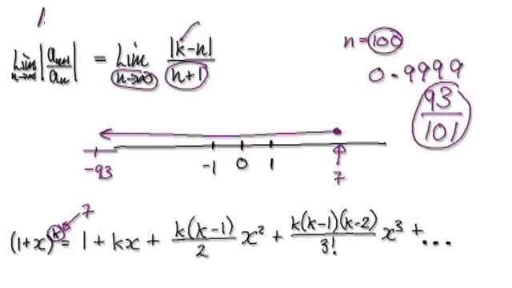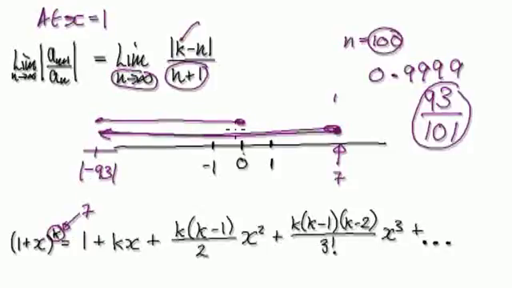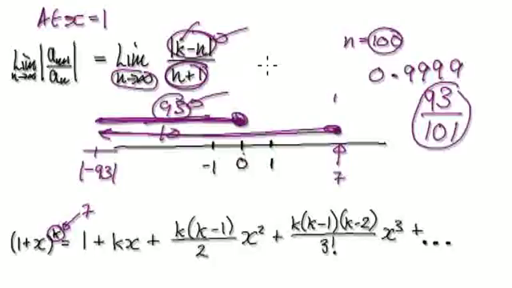So at x equals 1, it depends on k. When k is 7, if you take away 100, that gives you this distance here. When you take the modulus, it is 93, and then the denominator here will be 101. The point is that the numerator will always be smaller than the denominator. So it's going to be less, in which case you're going to have convergence.